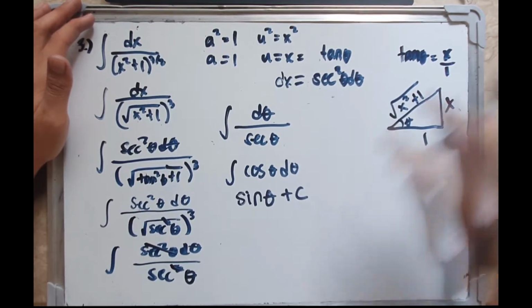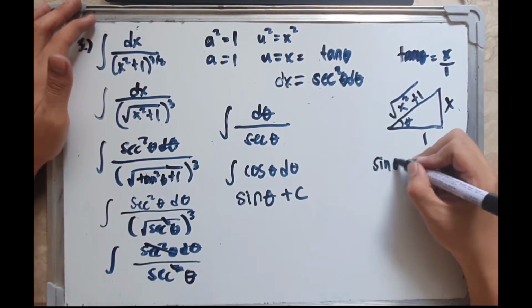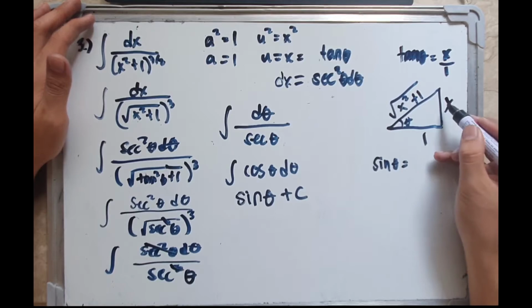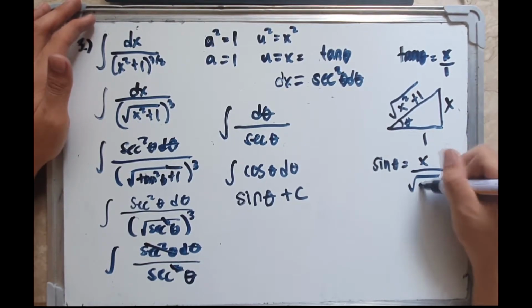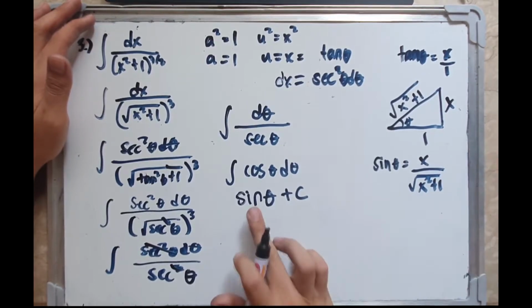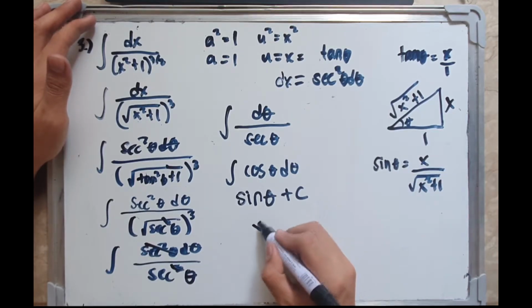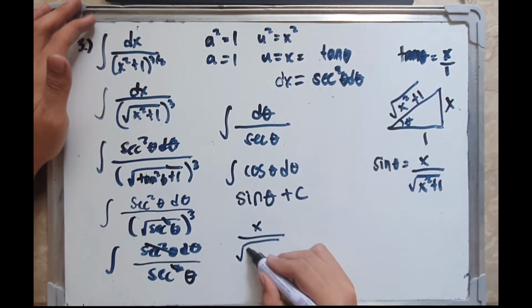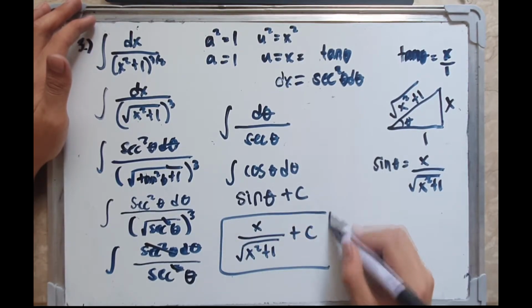Okay, since we're looking for the value of the sine theta, it is basically the opposite x over the hypotenuse, the square root of x squared plus 1. Now replacing our trigonometric answer in terms of algebraic, we now have x over the square root of x squared plus 1, plus c. This will be our final answer.